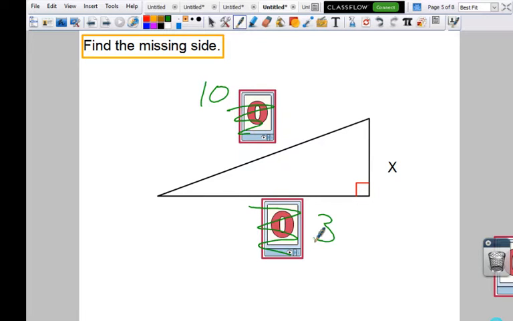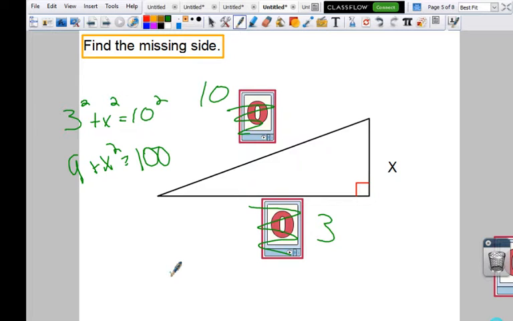Alright, so, Quanah, what's the equation going to look like when I set it up with a squared plus b squared equals c squared? B squared plus x squared, right? Equals 10 squared. 3 squared plus x squared equals 10 squared. So we got to go through and solve this. 9 plus x squared equals 100. And if we're going to solve for it, what am I doing next, Tyler? He doesn't know. He didn't do it right. Oh, so you minus the 9.